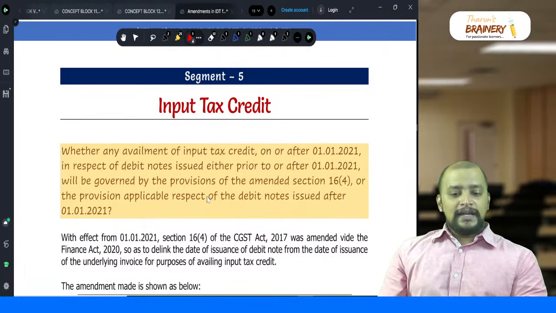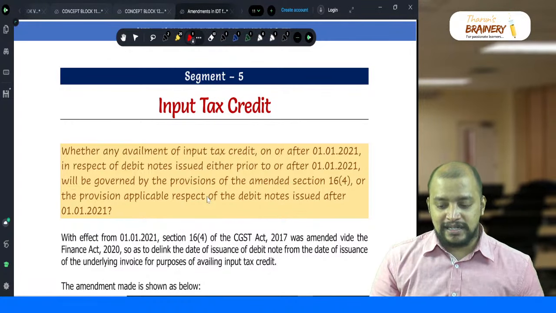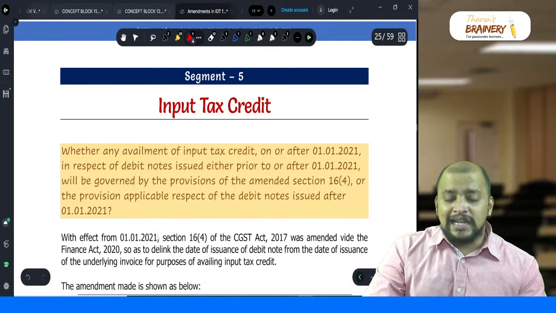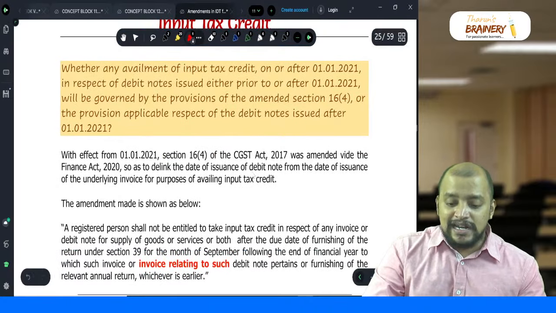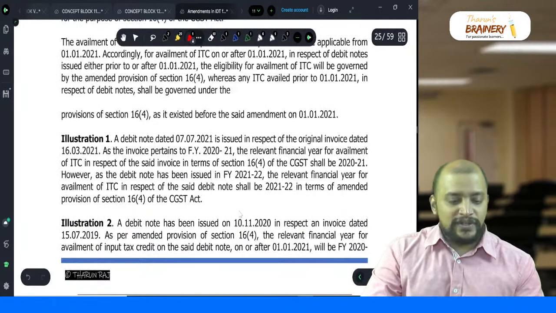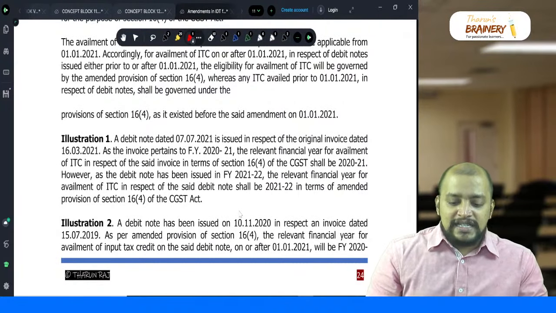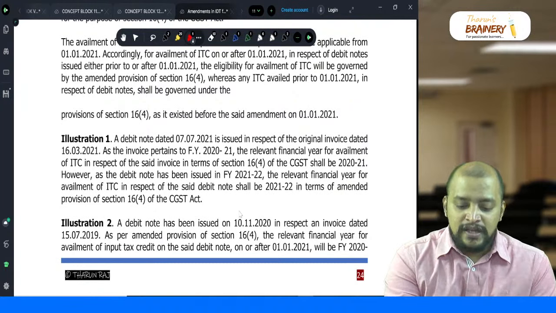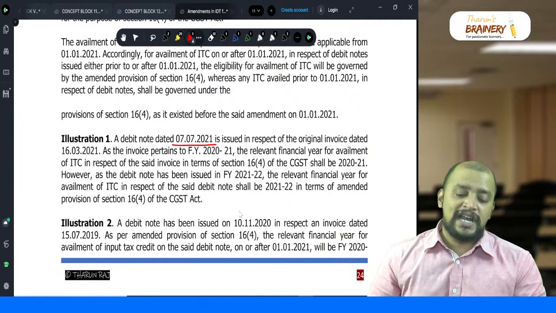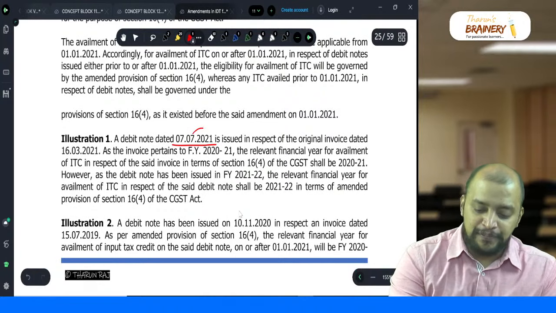Then, next, we have input tax credit. In this input tax credit, we already discussed the delinking of invoice from the credit notes and debit notes. Okay. So, what is this? Let's try to understand with an illustration first. A debit note is dated 7/7/2021. So, what is the financial year for which the debit note is given? 7/7/2021 means financial year 2021-22. Okay.